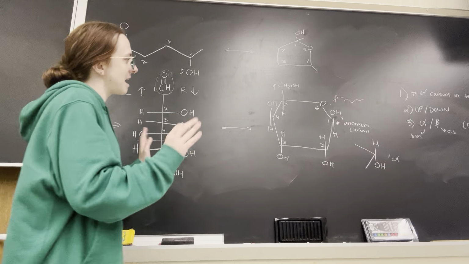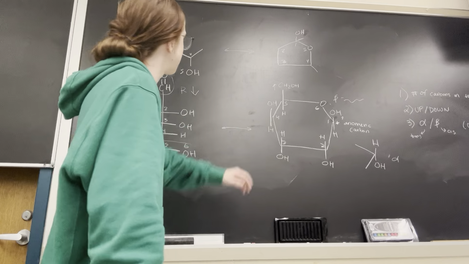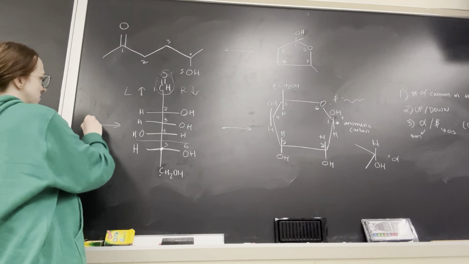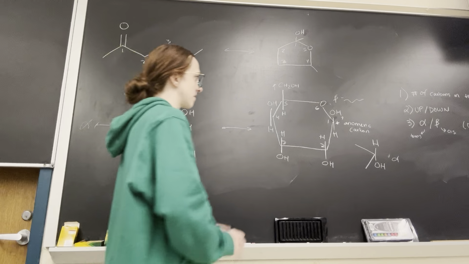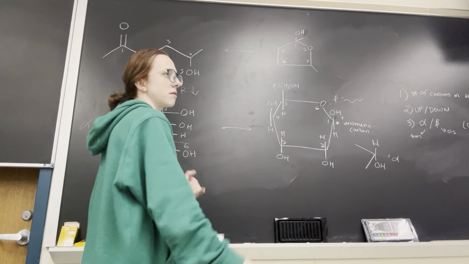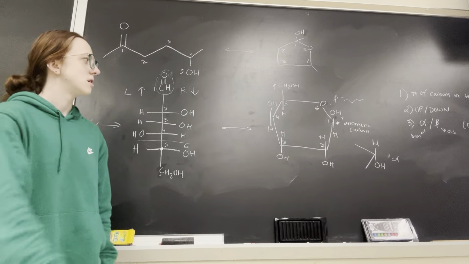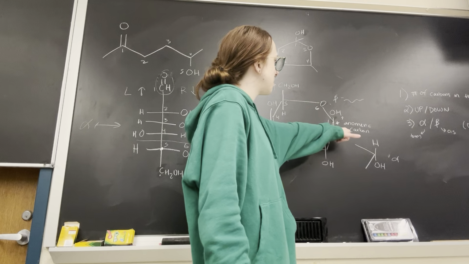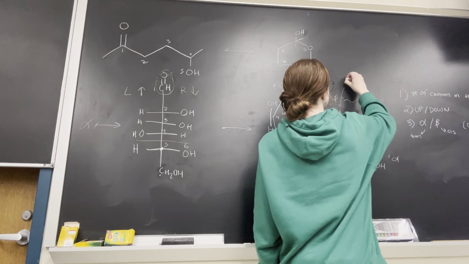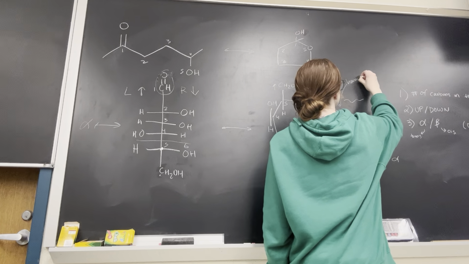Basically what happens is, this is beta right here. It can go back to this, and then it can go over to alpha. And so they'll go back and forth, unless you can make this hemiacetal into an acetal.